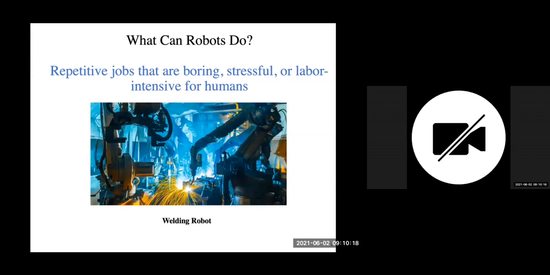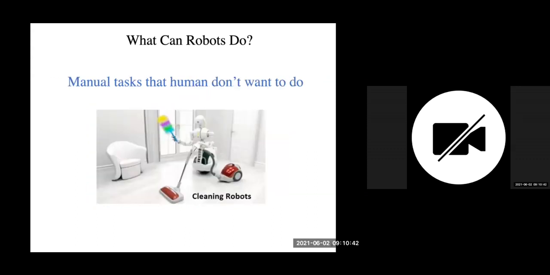Also, robots can help us with repetitive jobs that are typically boring, stressful, and labor intensive. For example, in manufacturing or welding tasks, humans can do it, of course, but humans don't want to because it's really boring and stressful. And as time goes on, people get stressed and they cannot perform the job as well. Some other tasks humans may not want to do are, for example, cleaning, and we can use a robot like the Roomba, if you know the Roomba, that can do the carpet cleaning for humans.